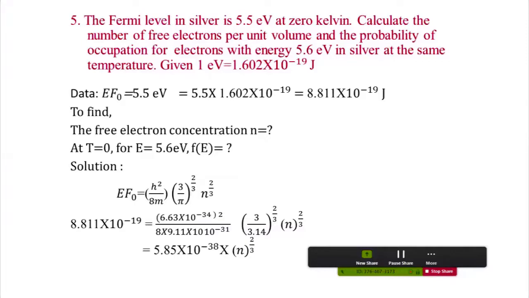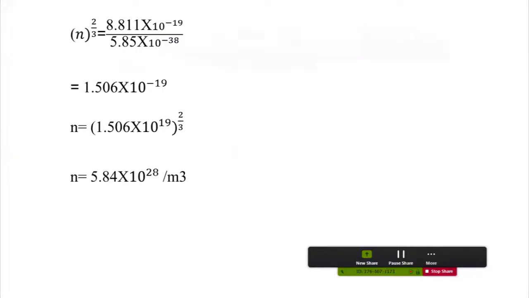Number of free electron concentration n. Now, if you multiply 6.63 into 10 to the power minus 34 whole square divided by 8 into 9.11 into 10 to the power minus 31 into 3 divided by 3.14, that whole value we will get 5.85 into 10 to the power minus 38 into n to the power 2 by 3. We want n to the power 2 by 3, so we take it to the left side. N to the power 2 by 3 equals 8.811 into 10 to the power minus 19 divided by 5.85 into 10 to the power minus 38.